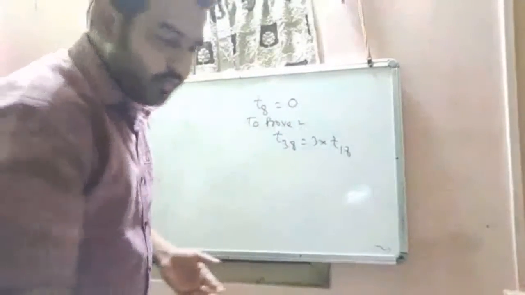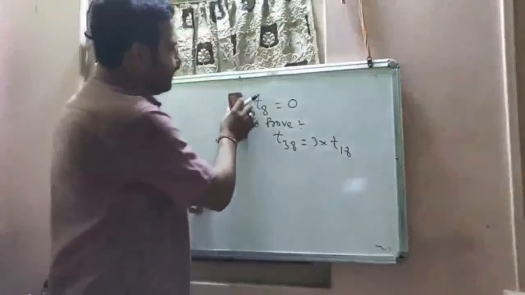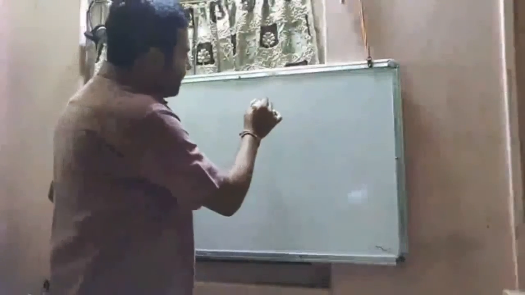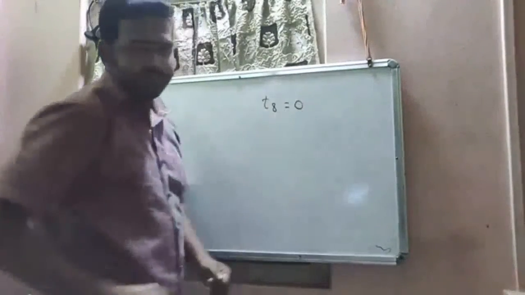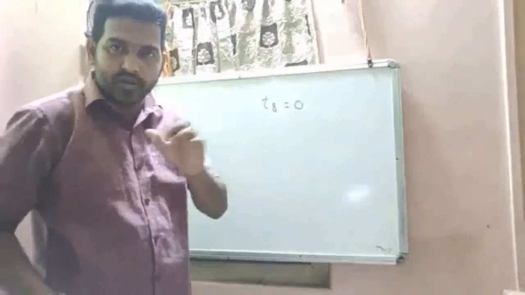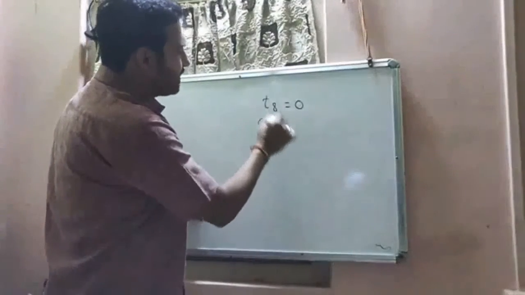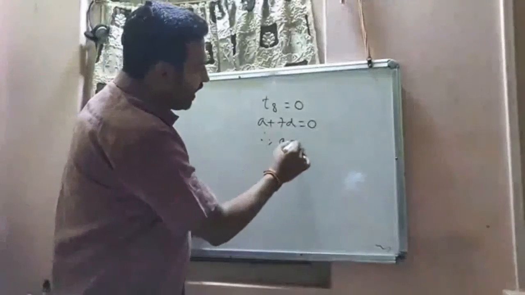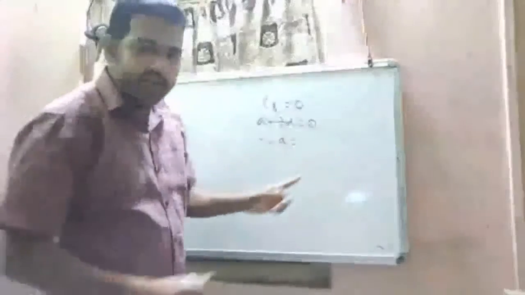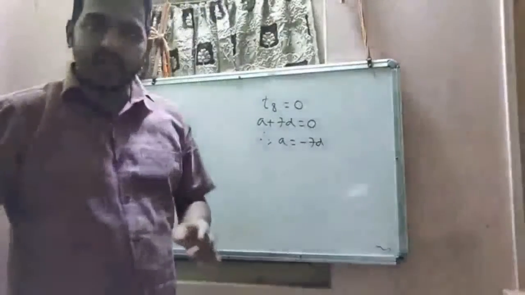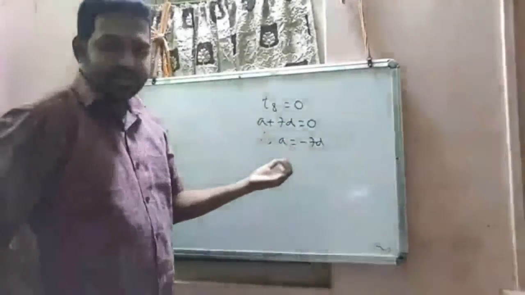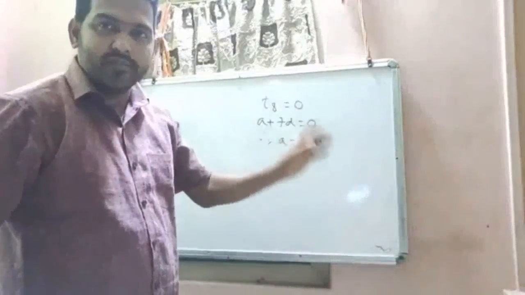So this is another type of question belonging to AP. So let's proceed. I am telling you the easiest way to calculate this. What is given? T8 is equal to 0. Let the first term be A, the common difference be D. So I can easily write A plus 8 minus 1, that is 7D, is equal to 0. Therefore, I can express A in terms of D. A is equal to minus 7D. If 7D is taken to the right hand side, it will become negative. So this is a relation: A is equal to minus 7 times D.